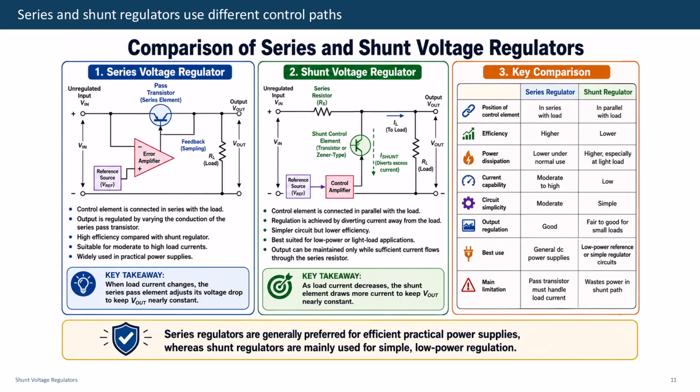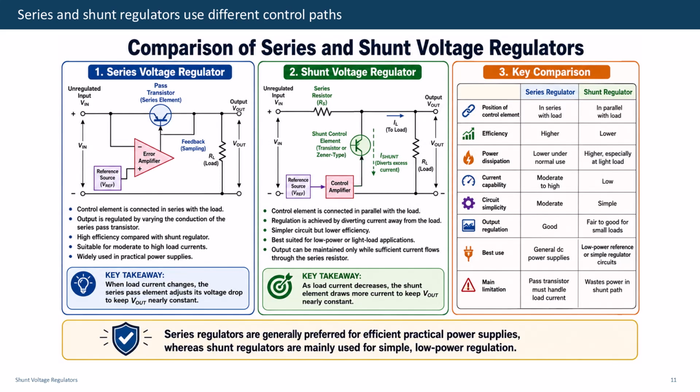In the series regulator, the pass transistor lies in series with the load. The error amplifier changes transistor conduction so that the pass element develops exactly the voltage drop required to keep the output nearly constant. In the shunt regulator, the control device lies in parallel with the load. It maintains the output by diverting excess current through the shunt path.